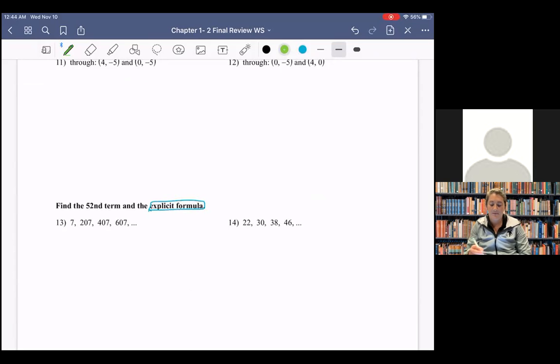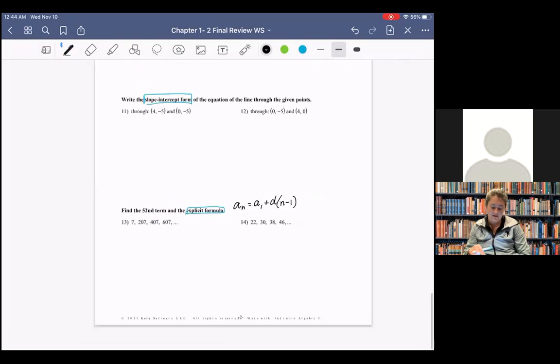Before we get going, I'm going to remind you of the explicit formula for the sequence. Might as well write it down while we're here. It looks like a sub n equals a sub 1 plus the pattern or the common difference in parentheses, n minus 1. So it's just like that. And then we'll plug in 52 to get the 52nd term.